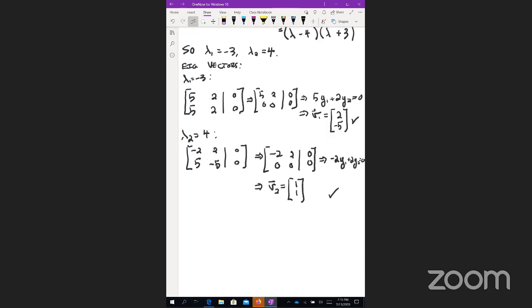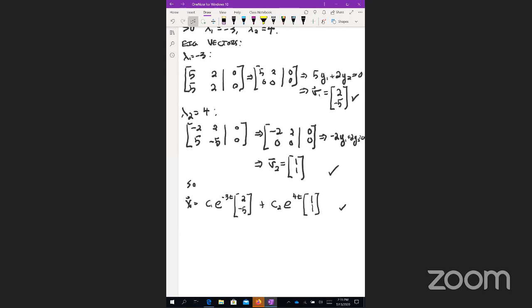the computation is great. It gives us an exact solution, right? Let's write it down. So x equals C1 e to the minus 3t times (2, minus 5) plus C2 e to the 4t times (1, 1). So it gives us an explicit solution. So if we have initial conditions, we could, of course, solve them for C1, C2, and then actually get something.